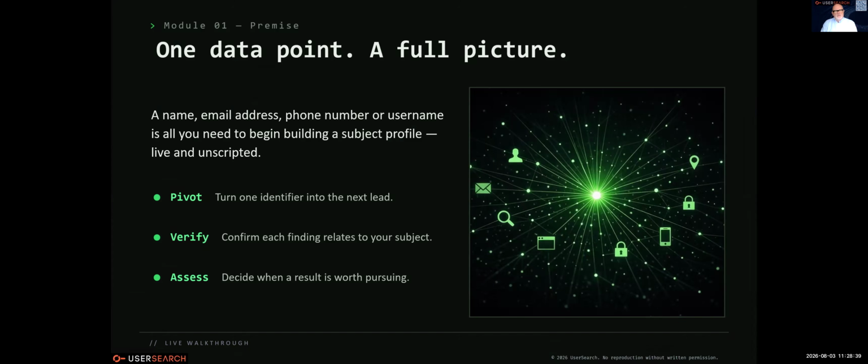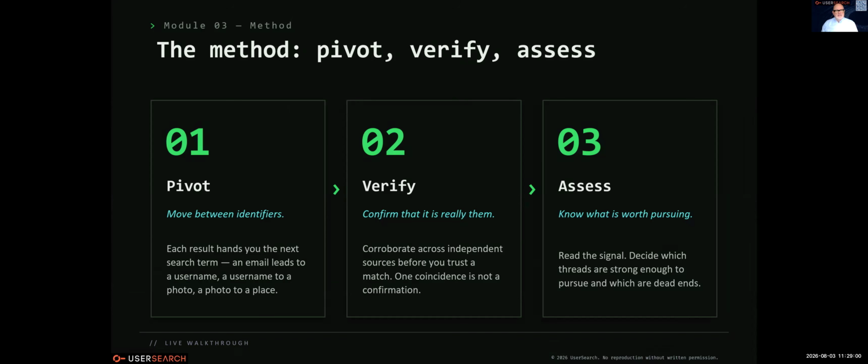So one data point, a pivot point is what we call it, and we get that pivot point. It's an email, it's whatever, and we then got to confirm it and make sure that it relates to the subject. Some open source tools will give you everything, and it's quite time consuming and laborious to go through all that stuff. And then you've got to assess it, which is the analysis part of it.